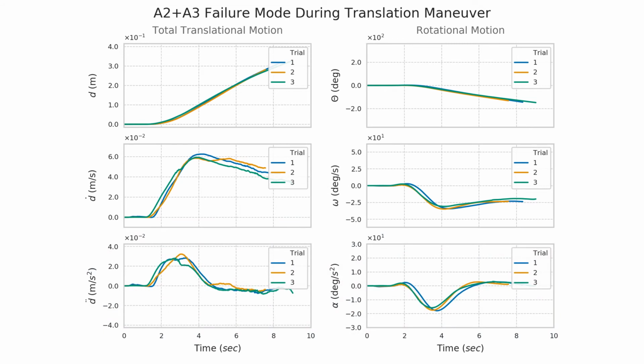We can see here the overall combination of thrust produced a sizable coupled translation and rotation. But what's perhaps more interesting is this little bump right here. In all 3 trials, we see a slight positive rotation before quickly diving into the negative.